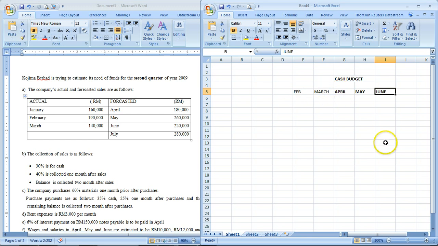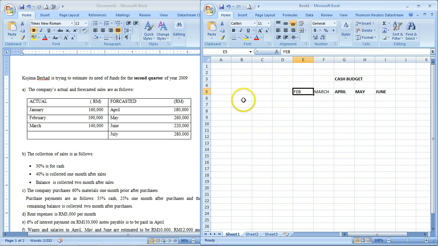So how about if I instruct you to do the first quarter? The first quarter is January, February and March. But for this question, the second quarter, it is April, May and June. Then you add another two months before the particular period.